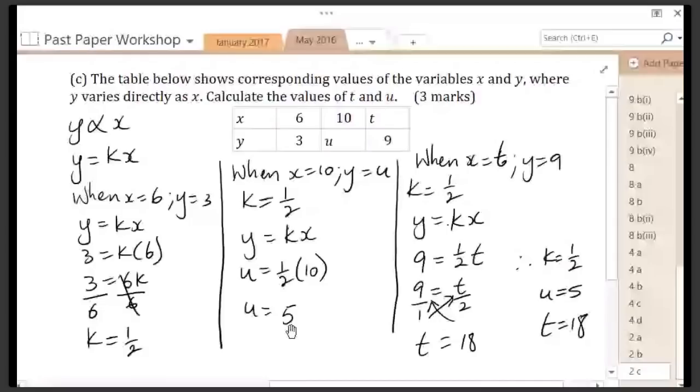Go again. Here we have x here is t, y is 9, and k is a half. Y is equal to kx, and we substitute again. Now a half of t is the same as t divided by 2, cross multiply, and I'm getting here t is equal to 18. Okay?